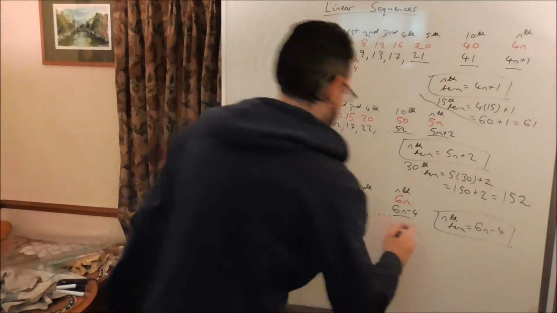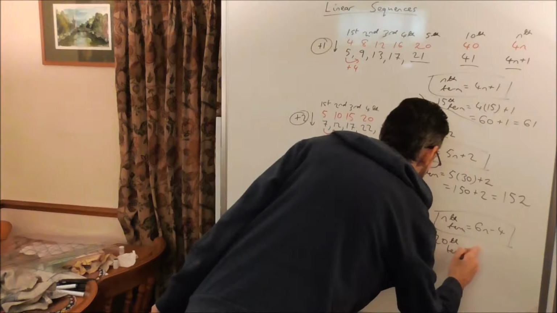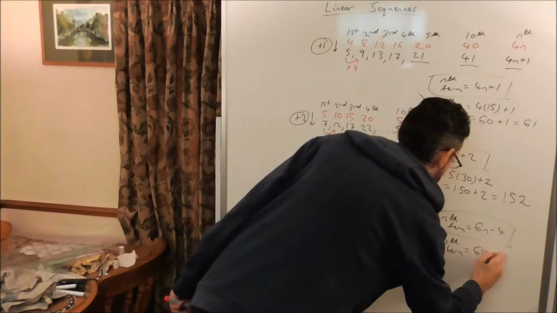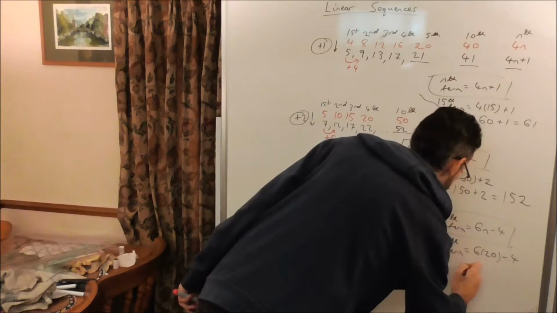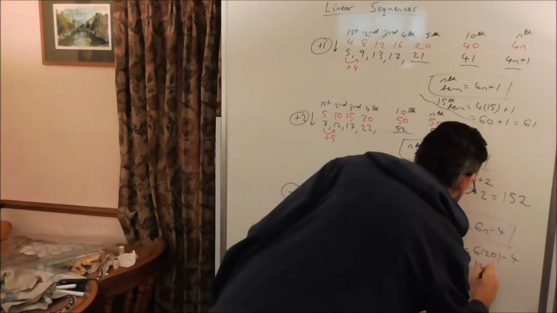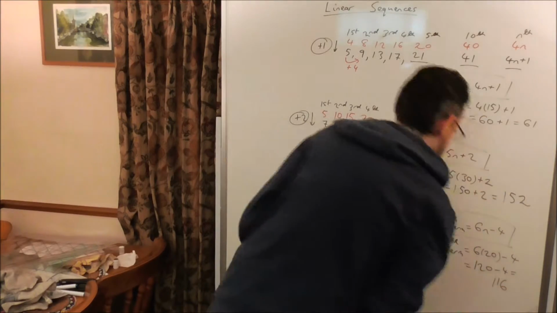So let's find the 20th term, let's say. To do that, you put 20 into the formula. So you do 6 times 20, take away 4. 6 times 20 is 120, and then when you take away 4, you get 116.